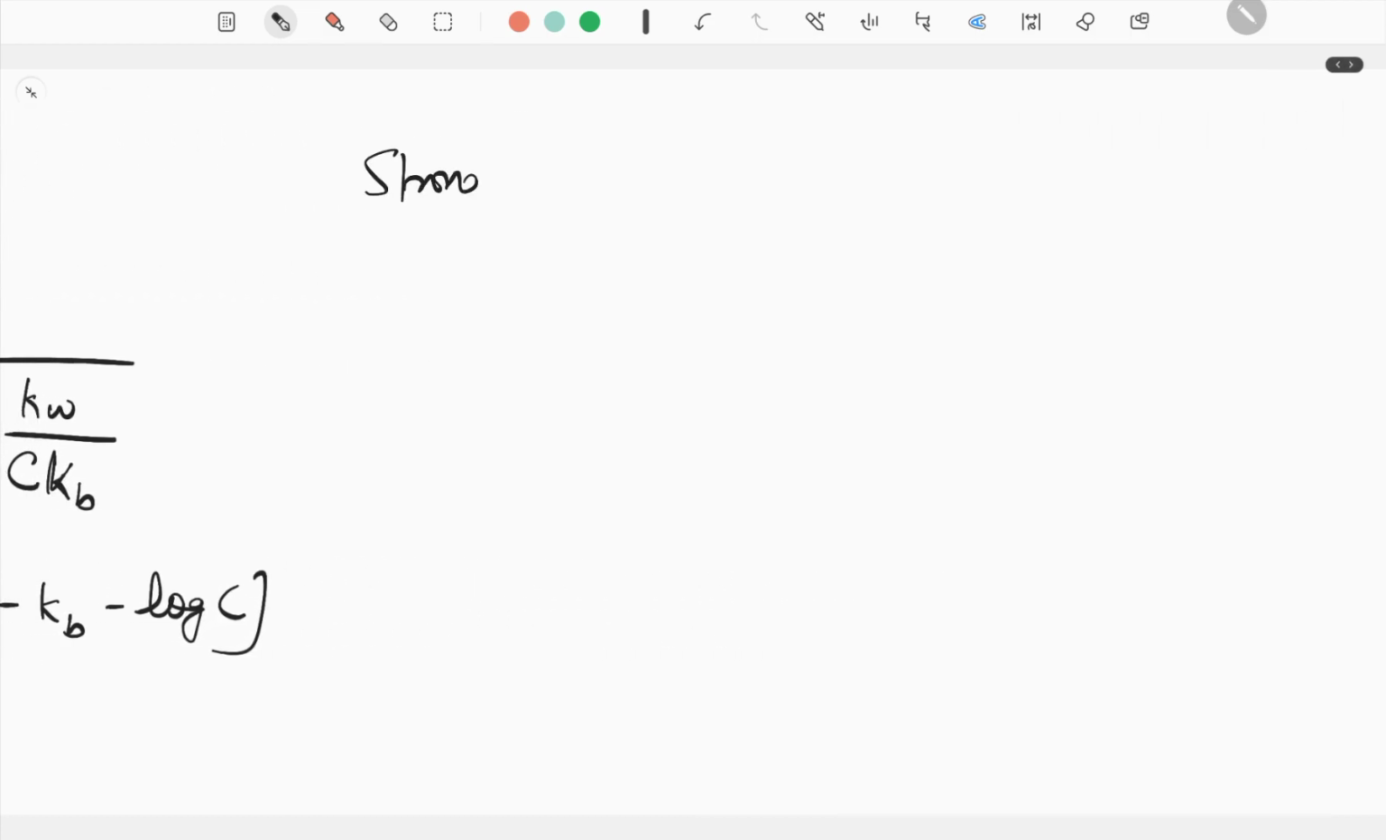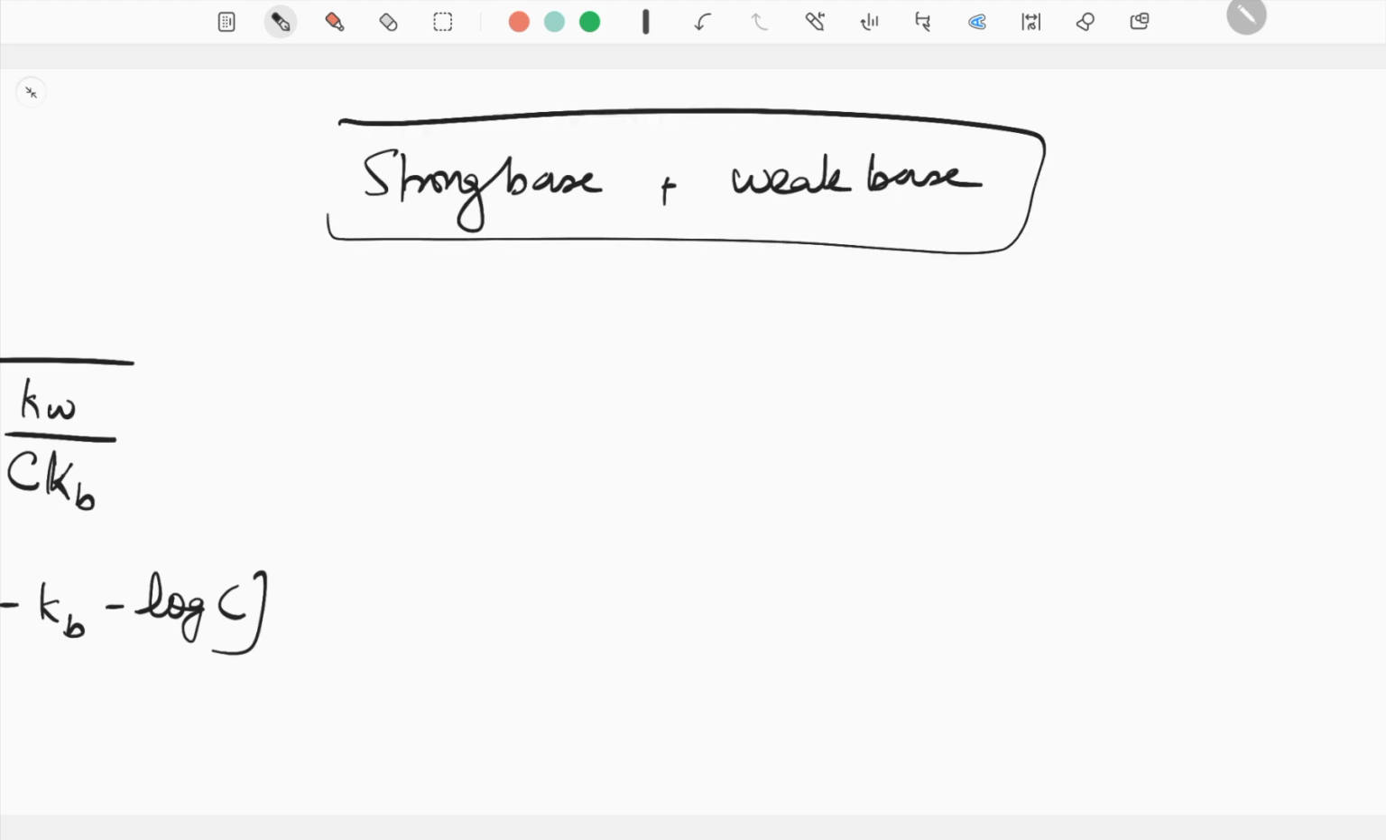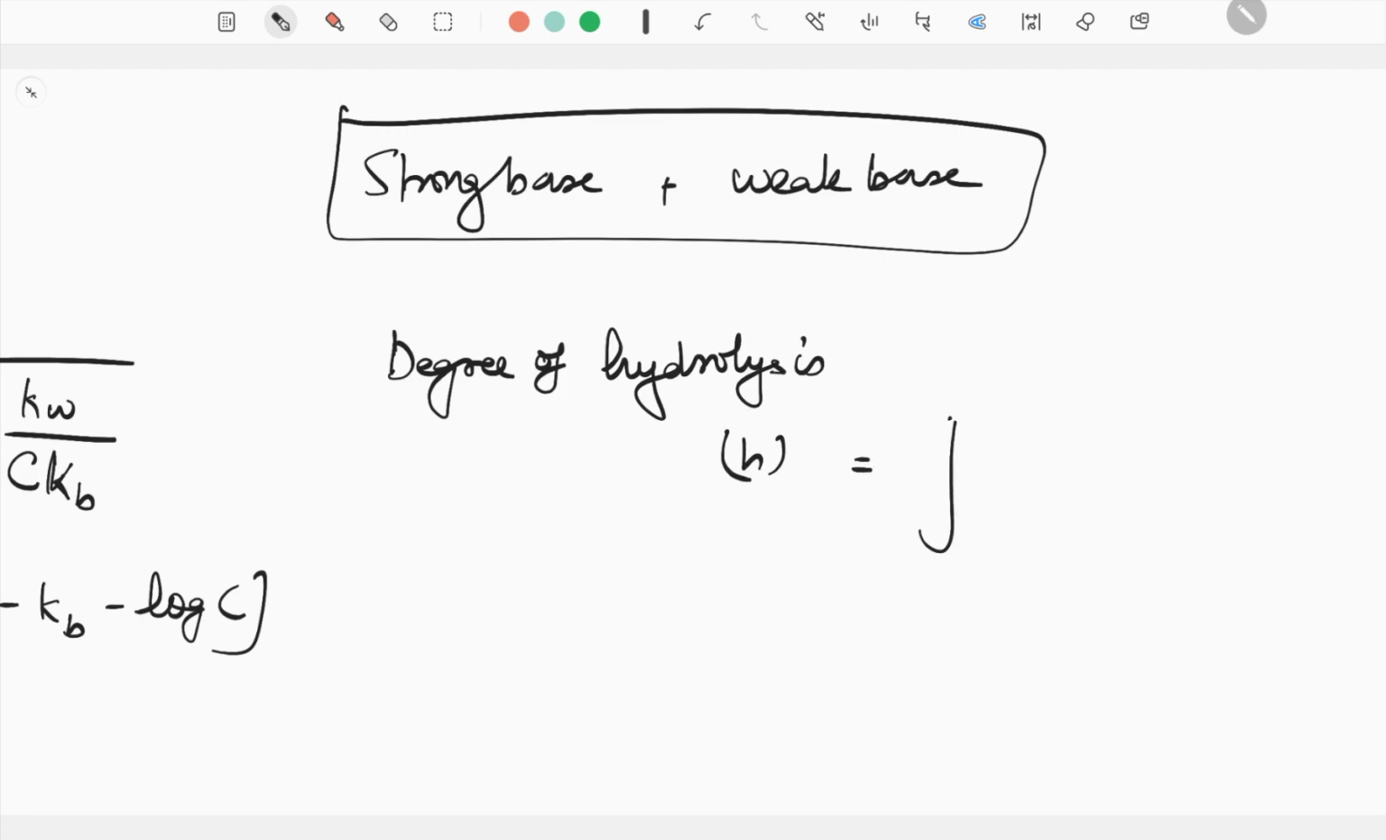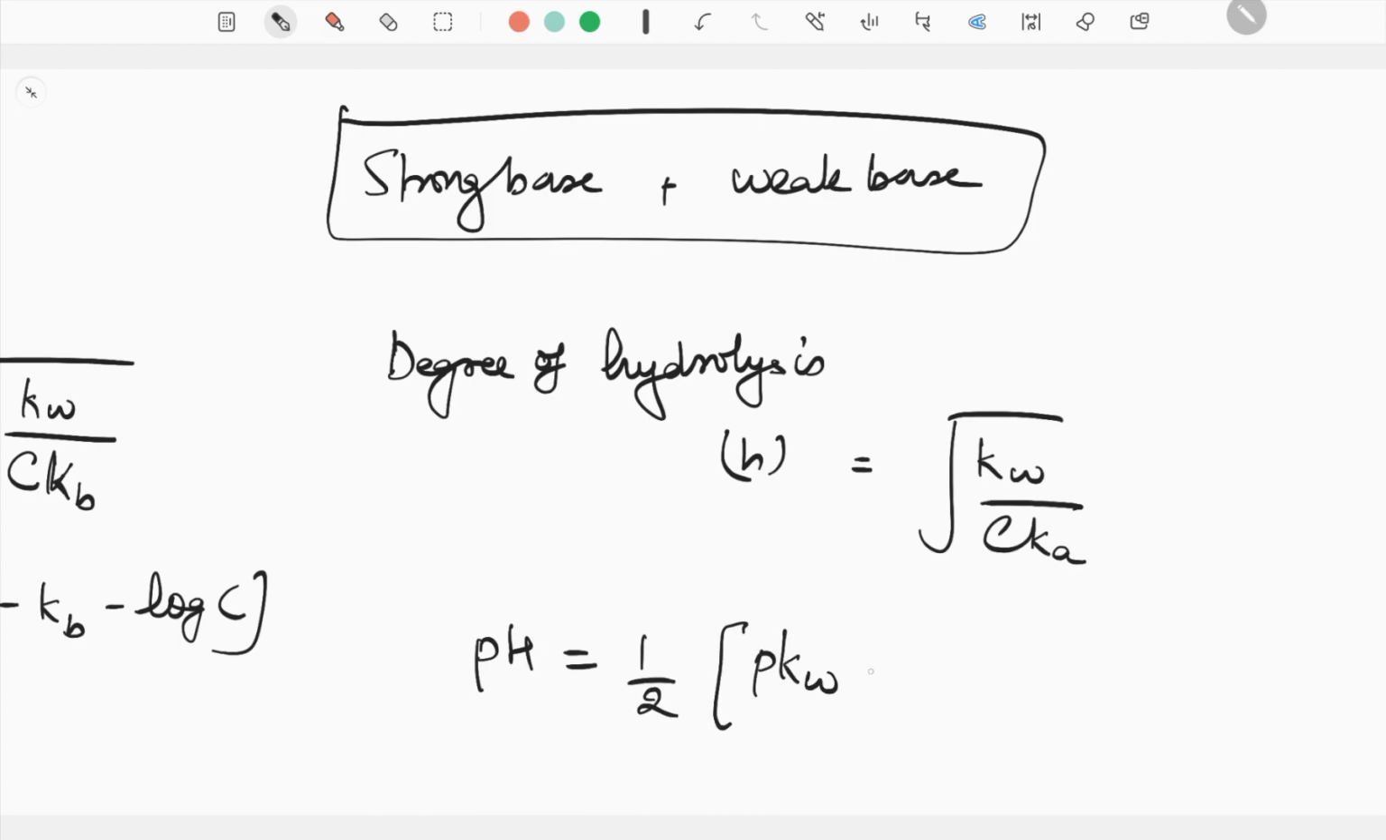For strong base plus weak acid combination, the degree of hydrolysis, that is h, is equal to under root Kw upon C Ka, and pH is equal to 1 by 2 (pKw plus pKa plus log C). So these are the relations.